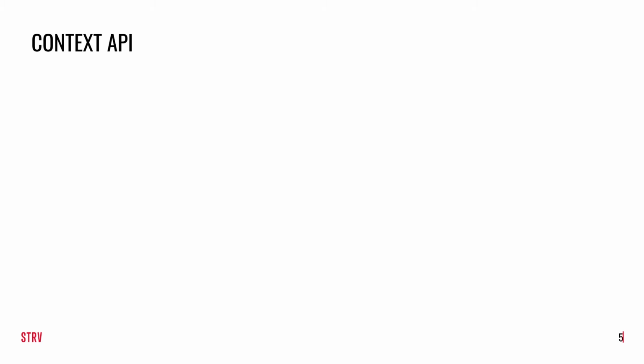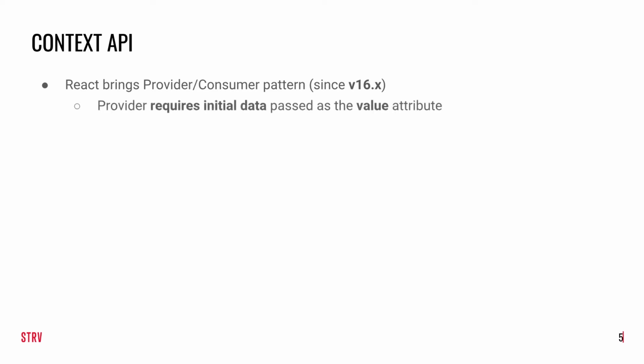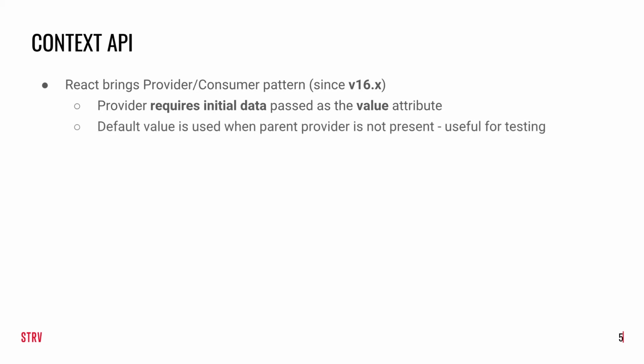So, Context API. React since version 16 brings the provider consumer pattern. Provider requires initial data passed as a value attribute. Default value: when you are creating context, the default value is used when a parent provider is not present, and it's useful for testing.